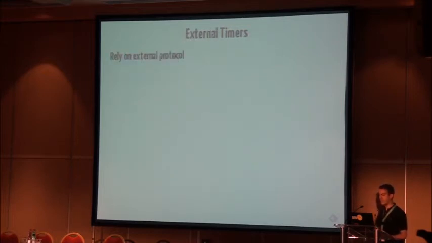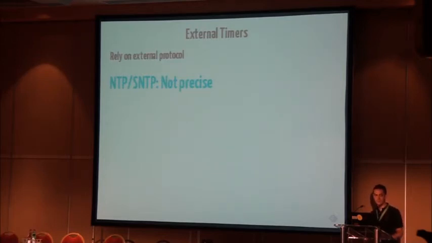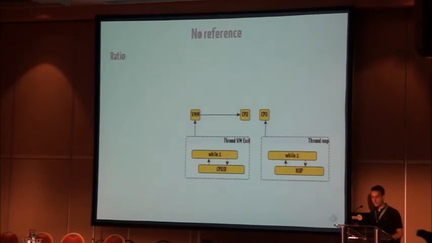You can also use external timers to be sure of your source, and you rely on external protocols such as NTP and SNTP, but they are really not precise. There is a ratio of 1,000 between the read timestamp counter and NTP precision. Also, if you want to cheat against NTP, we can simply intercept the NTP packet and add the offset that we want to hide VMM presence. Or even better, without a timing reference, simply do a ratio. We will create two counters and compare their values. So we take one thread that we put on one core with only CPUID.